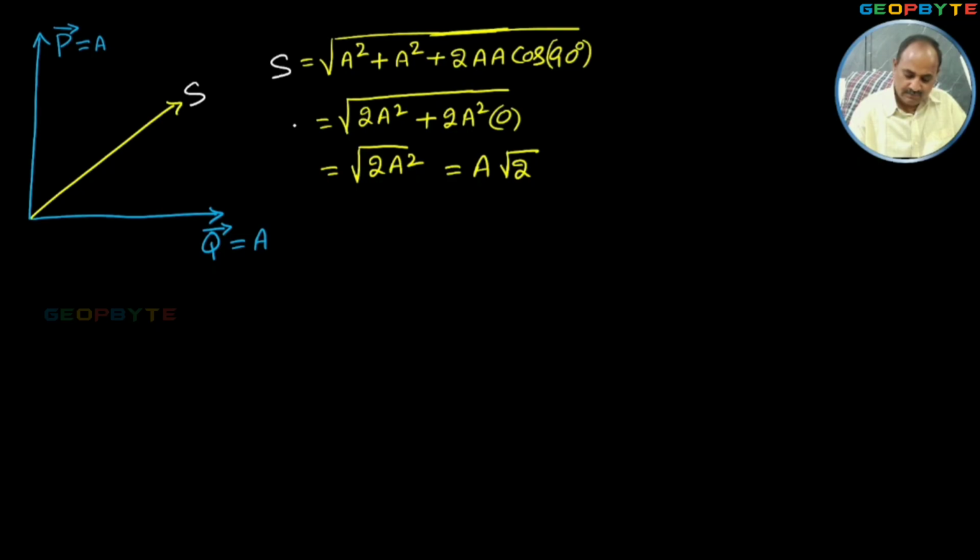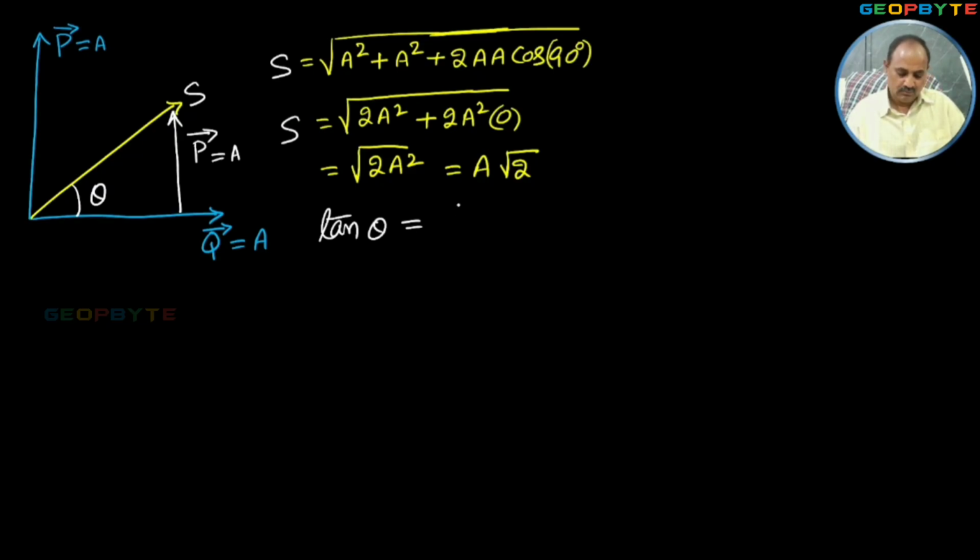This is the S. Now let us decide the angle between the vector Q, which is on the horizontal line, and S. Now tan theta, this is the P bar equal to A. So tan theta equals opposite side by adjacent side, A by A. From this you can conclude that theta equals 45 degrees. Understood clearly?